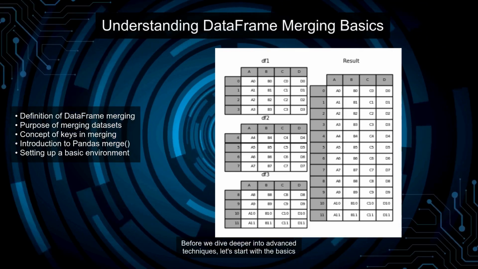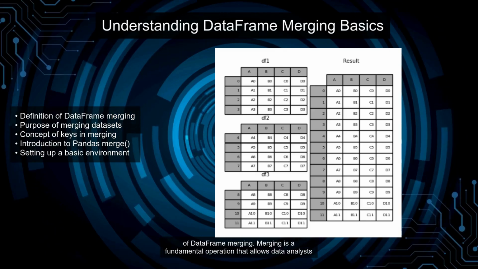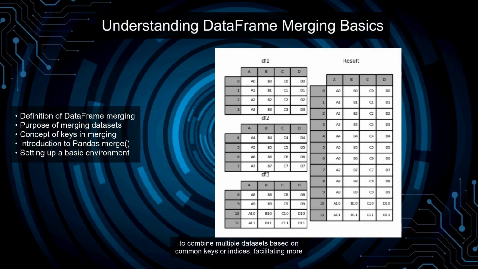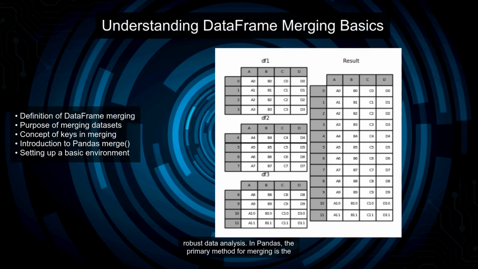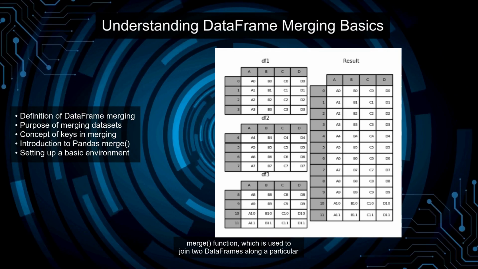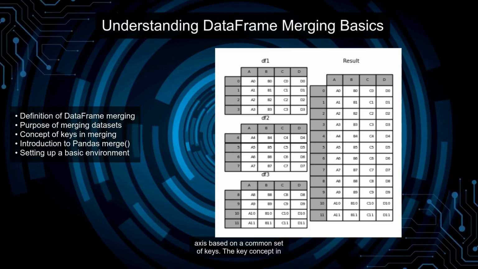Before we dive deeper into advanced techniques, let's start with the basics of data frame merging. Merging is a fundamental operation that allows data analysts to combine multiple datasets based on common keys or indices, facilitating more robust data analysis. In Pandas, the primary method for merging is the merge function, which is used to join two data frames along a particular axis based on a common set of keys.